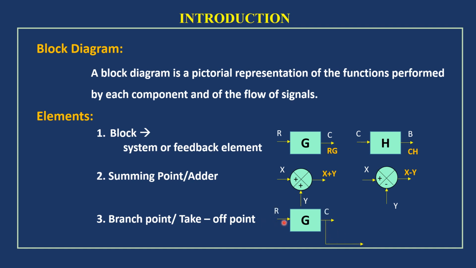So if the input is R and the output is C, the branch point is taken out from the output signal flow. So the branch point output will also be equal to C only. So this is about the three elements which are used to draw the block diagram.